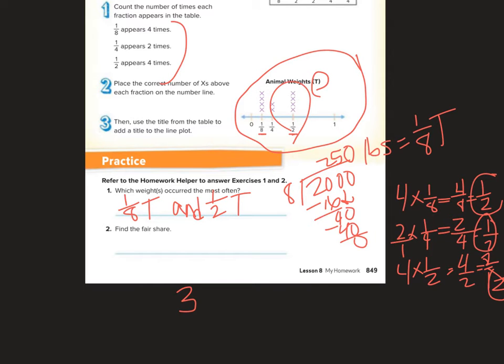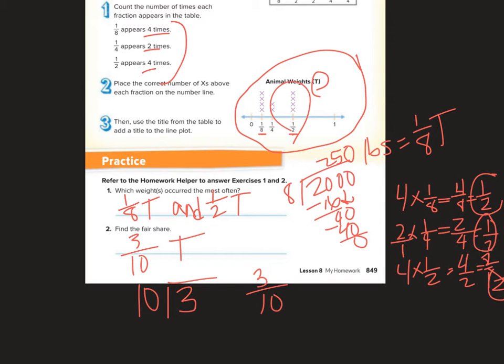And then I need to divide it by how many animals there are. 4 plus 2 plus 4 would be 10. 3 divided by 10, or 3/10. The fair share is 3/10 of a ton.